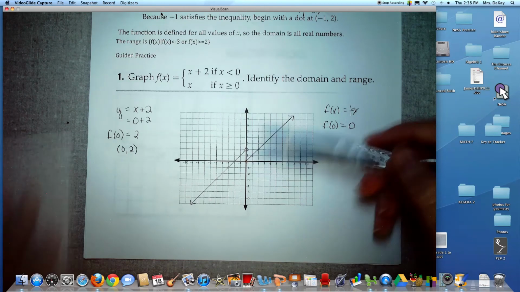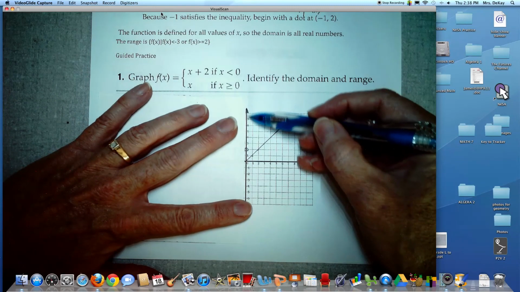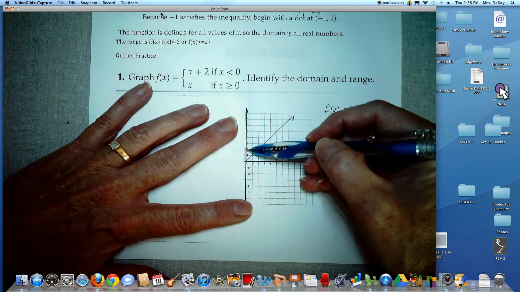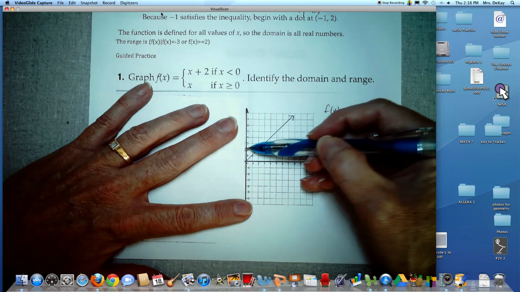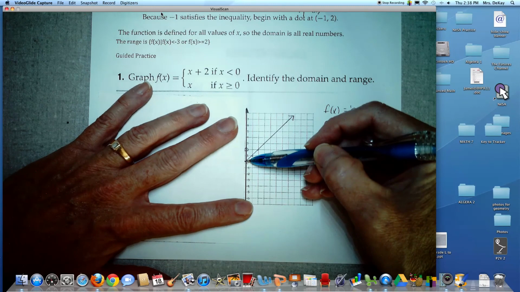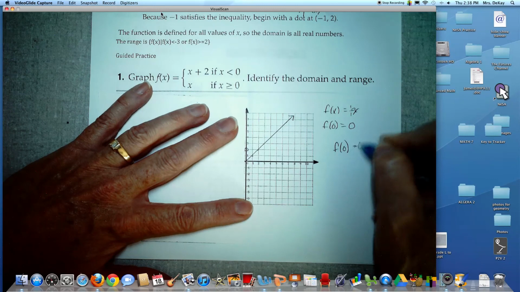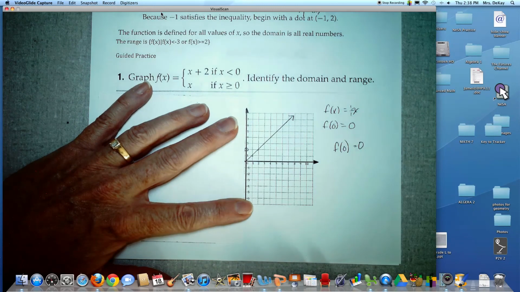If you do the vertical line test on here, this is a function because where do I touch the graph? Not here, because that's an open circle. That is not a graph. It only touches it right here. So that tells me at 0, I get 0. That's it. If I go anything less than 0, I'm going to be here.